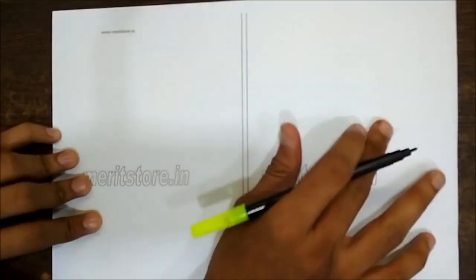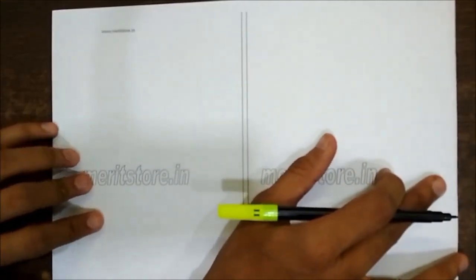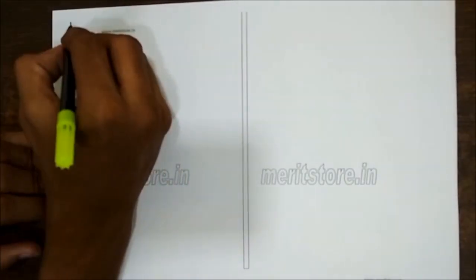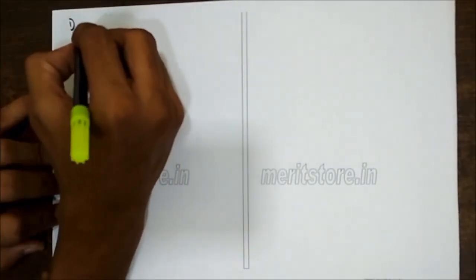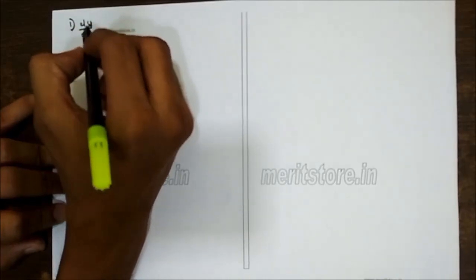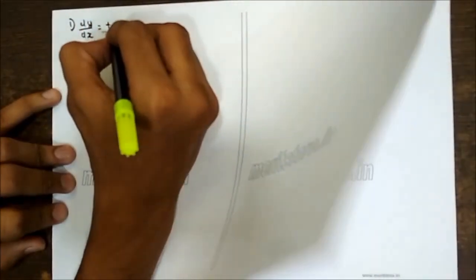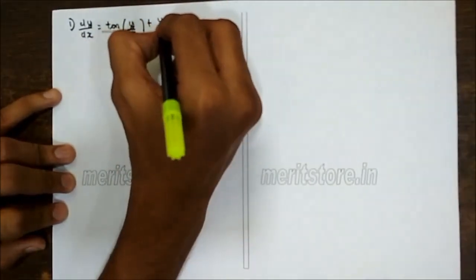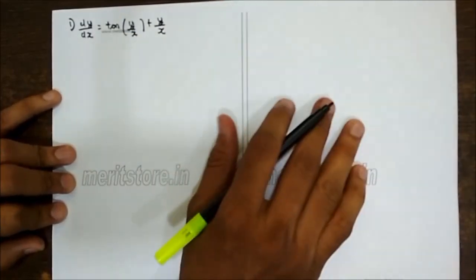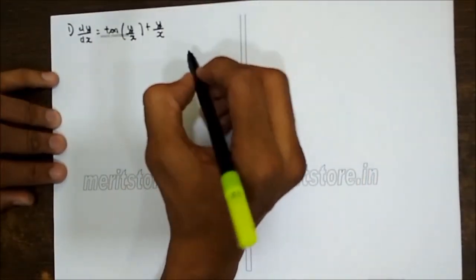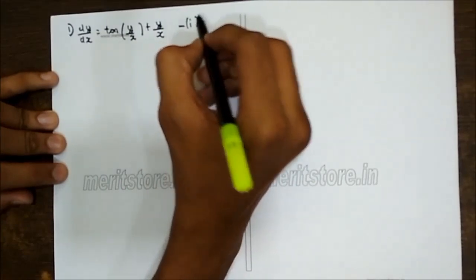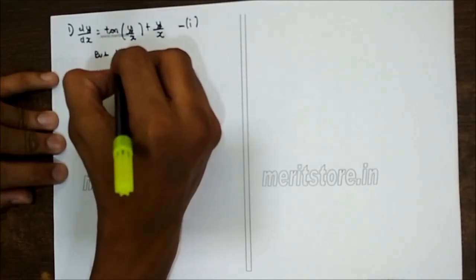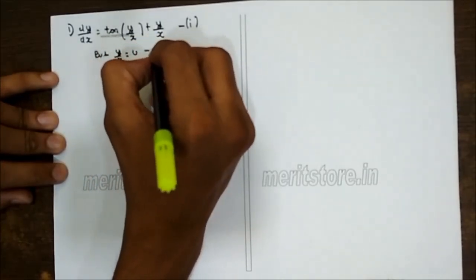So now friends, let's take one example. The example here would be dy by dx is equal to tan of (y by x) plus y by x. Put this as the first equation, and put y by x is equal to u as the second equation.